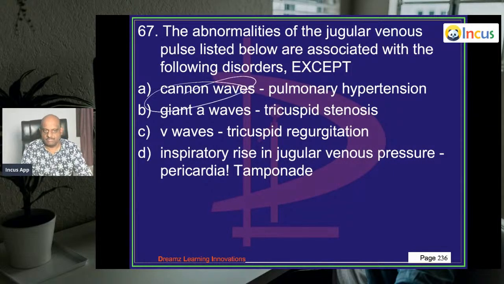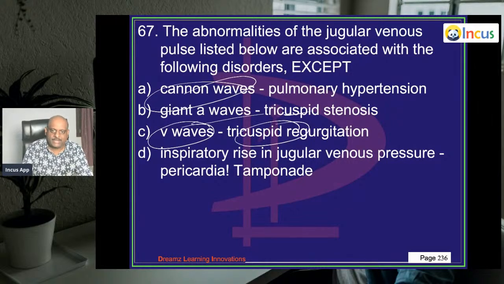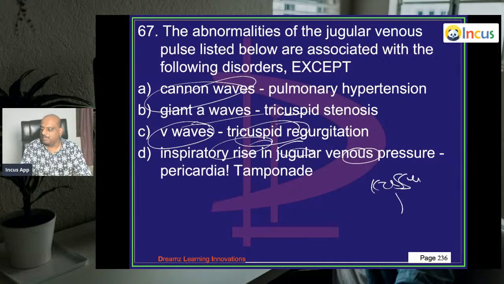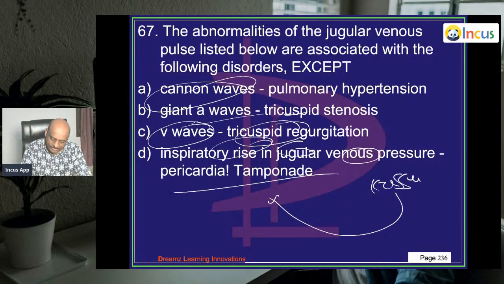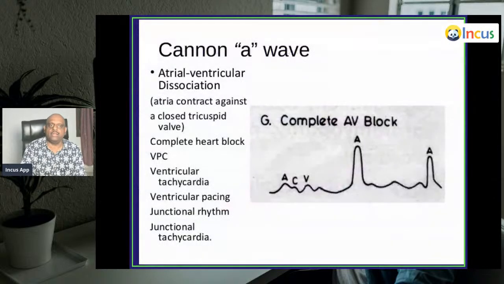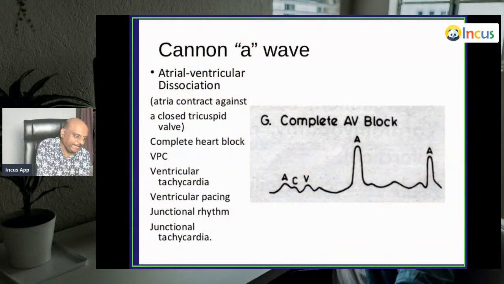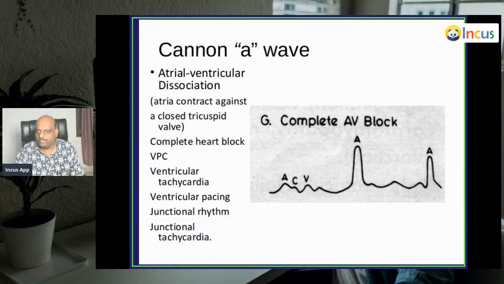Cannon waves, where do you see? We see giant waves in tricuspid stenosis, right? V waves are prominent in tricuspid regurgitation, right? Inspiratory rise in the JVP is called Kussmaul. You see it in pericardial tamponade, right? But the conditions leading to cannon A waves, you should tell me, when will the A wave occur?